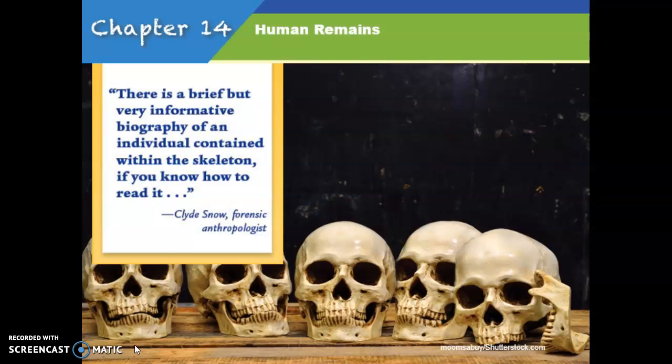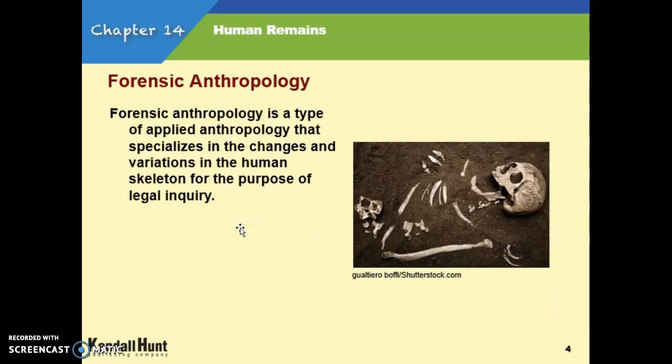So let's get into chapter 14, which is human remains. Skip past the objective slides, you don't need those. So when we talk about human remains, one of the first things a lot of people think of is anthropology, right? Or forensic anthropology. So forensic anthropology is a type of applied anthropology that specializes in the changes and variations in the human skeleton for the purpose of legal inquiry. So this is looking at a skeleton or looking at human remains and trying to determine how did this person die? Who was this person?